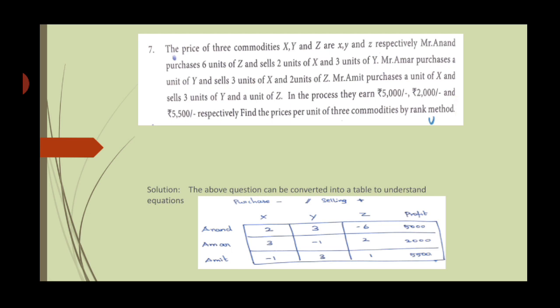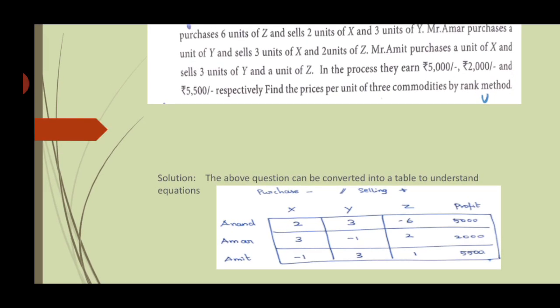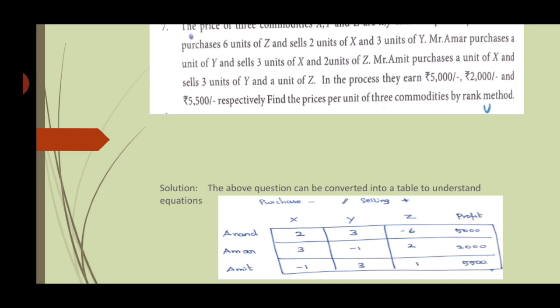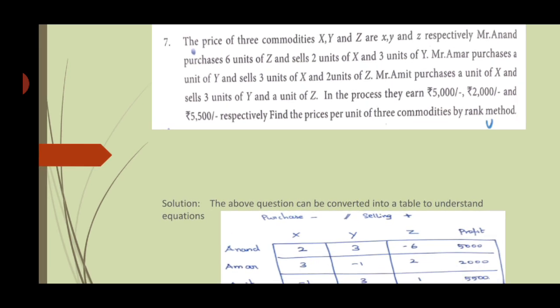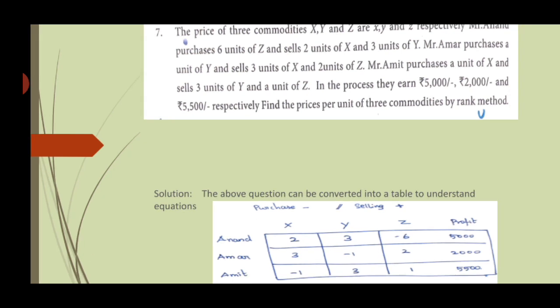So Mr. Anand purchases. I told you purchase means minus sign, selling means plus sign. Mr. Anand purchases 6 units of Z. You can see here I have used Anand, Amar, Amit, and here capital X, capital Y, capital Z, and the profit column at last. Anand purchases means minus sign, 6 units of Z, so in Z I put minus 6. He sells 2 units of X, so below X I put plus 2, and sells 3 units of Y, so plus 3. That's all.